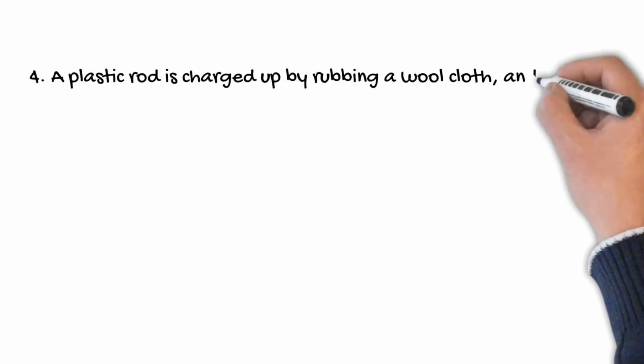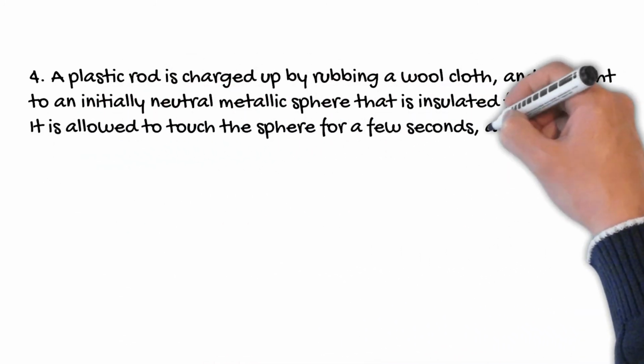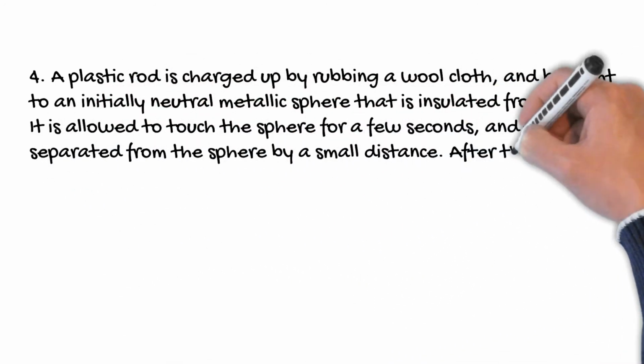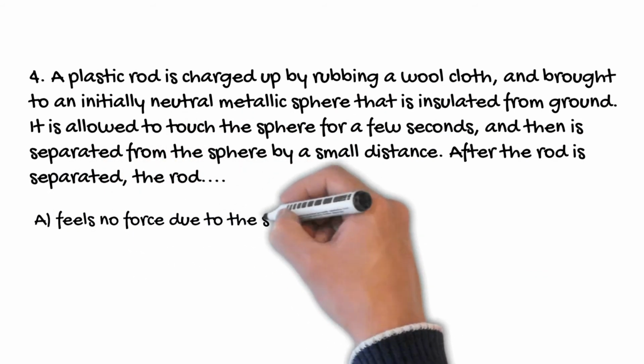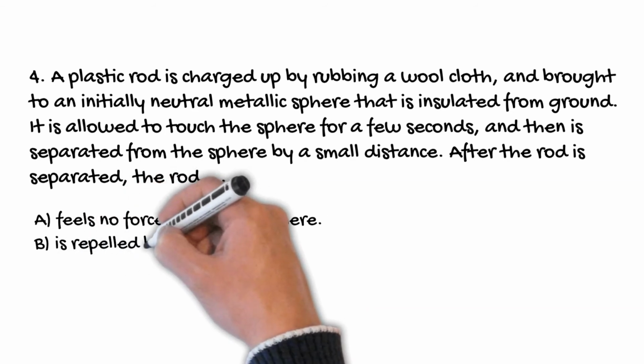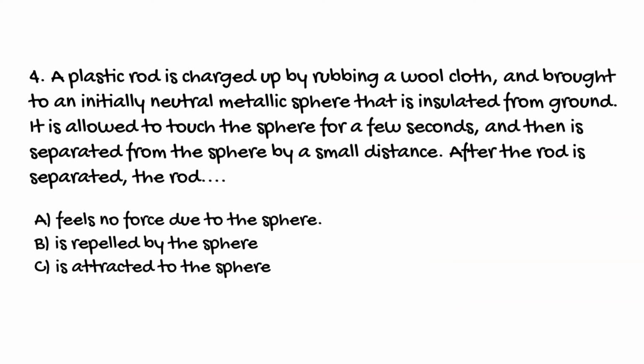So a plastic rod is charged up by rubbing it with a wool cloth, and it's brought to an initially neutral metal sphere that is insulated. It's allowed to touch the sphere for a few seconds and then is separated from the sphere. What happens after it is separated? Remember that the plastic rod loses electrons, becomes positive, and when you touch the metal sphere, a few of the electrons from that part move to the plastic rod, making that part of the sphere positive.